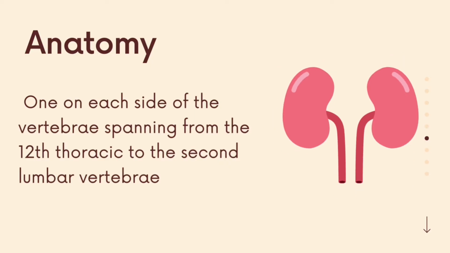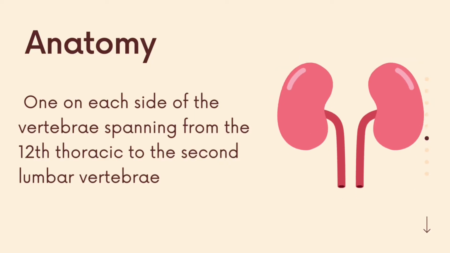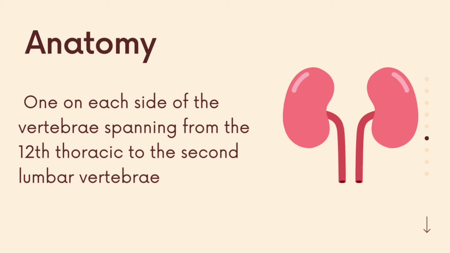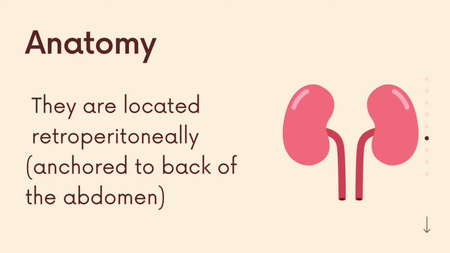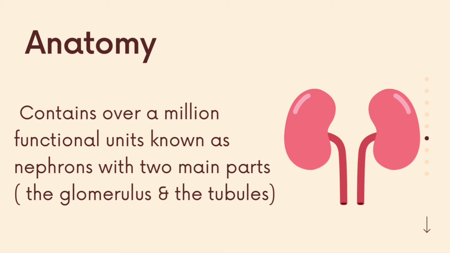On each side of the vertebrae, spanning from the 12th thoracic to the 2nd lumbar vertebrae, the kidneys are located. They are located retroperitoneally, which means that they are anchored to the back of the abdomen. The kidneys contain over 1 million functional units known as nephrons, with two main parts, the glomerulus and the tubules.